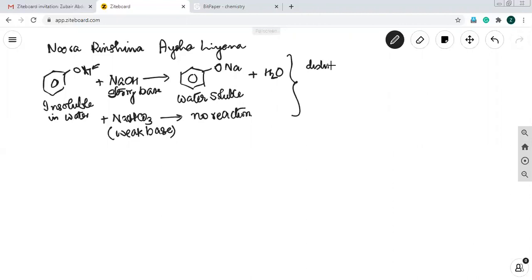This is how you can distinguish between a phenol and a carboxylic acid. So this is how you can distinguish between a carboxylic acid and phenol. Okay. Now, why phenol is acidic?